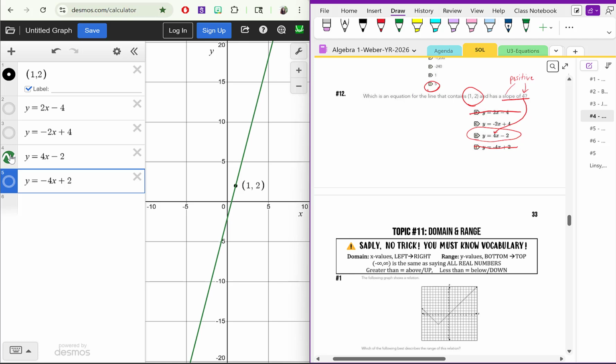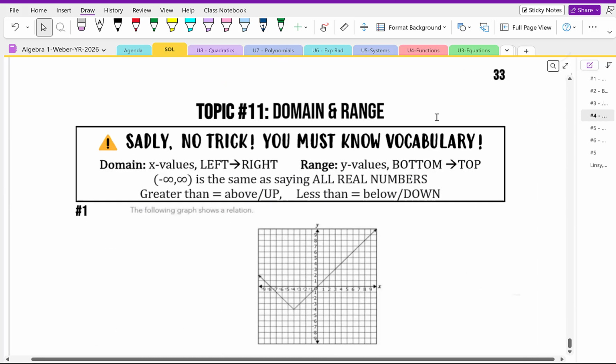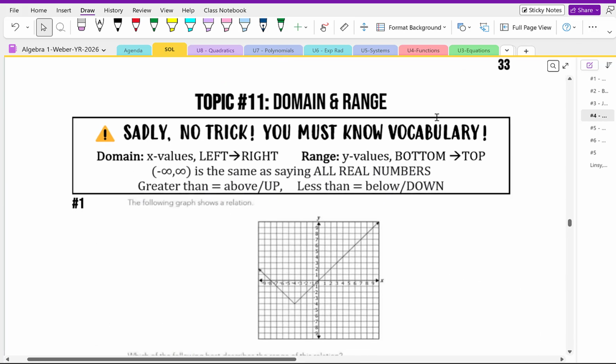Okay. Next one. Zoom in. Okay, we're starting the next topic, which is domain and range. So if you look here at the top of the page, sadly there's no trick. You have to know vocabulary. So remember, I always said that domain is x, range is y. And then for domain, the song is left, right, and range is bottom, top.